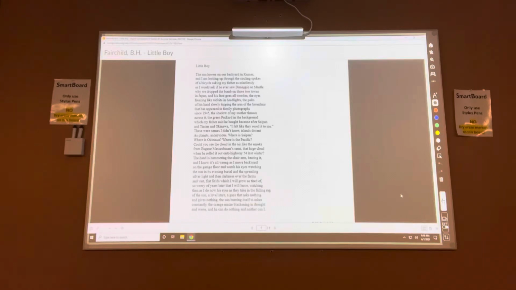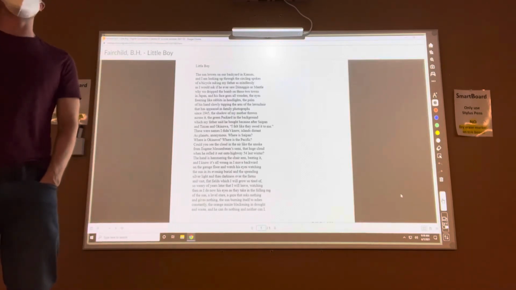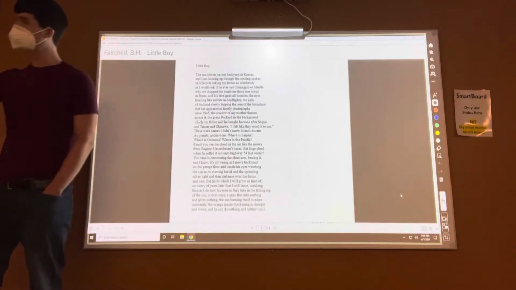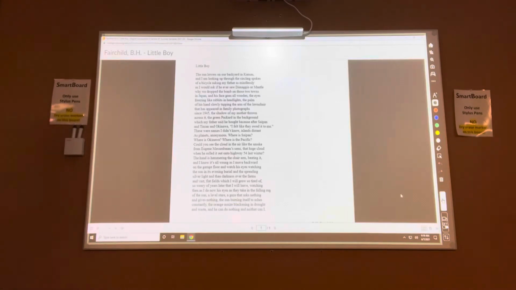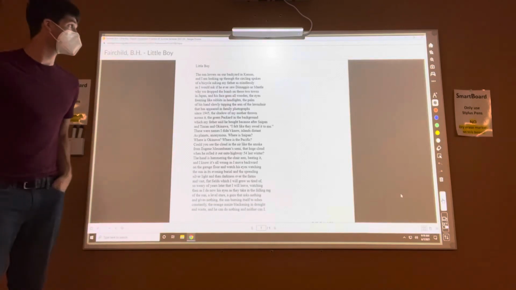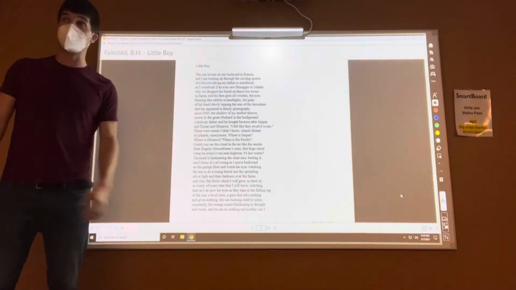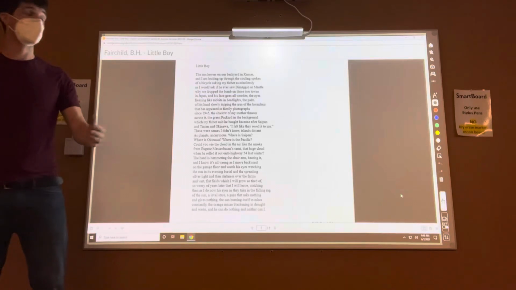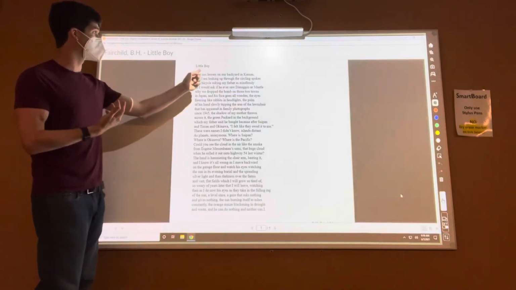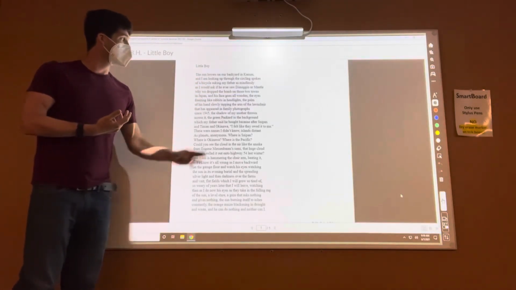Okay. So the first thing we're going to do, and we're going to do it quicker today, but we're going to start in the same place we started last time, which is plot. Just what is happening literally in the poem. Okay? So we start in a backyard in Kansas, right? Apparently there's a little boy. He's hanging out with Dad.